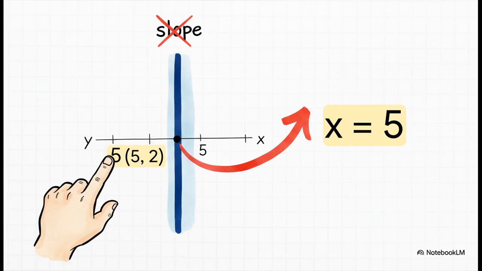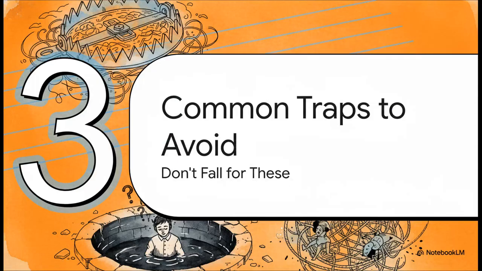If the original line is vertical, any line parallel to it has to be vertical too. And all vertical lines have that same format, x = some number. We just need our new line to go through the point 5, 2, so we grab the x-coordinate from that point. The equation is simply x = 5. That's it. You know, knowing the right steps is half the battle.